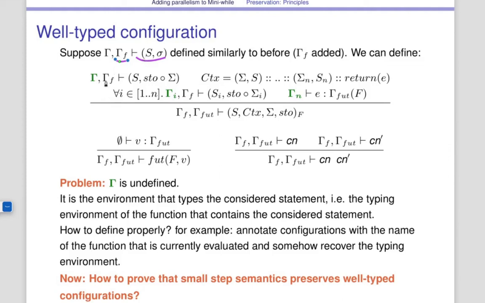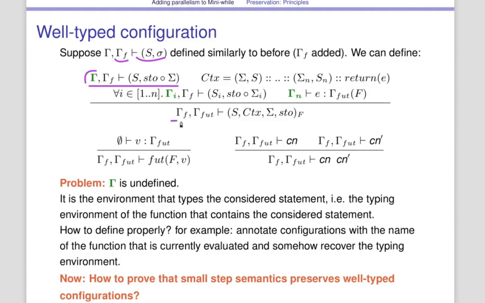So we could suppose that we have the old definition of well-typed configuration, and we apply it to S and the new version of small sigma, which is store composed with big sigma. So that will give us the same guarantee as before. The problem is that for the moment, gamma is undefined.